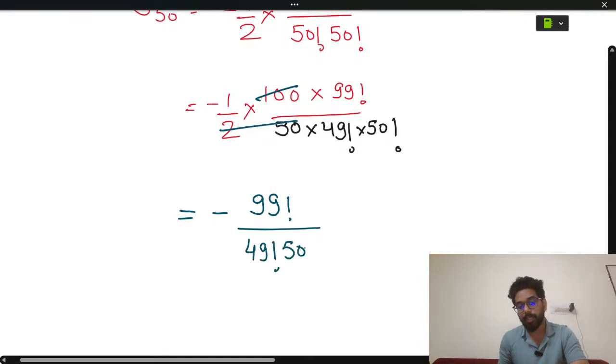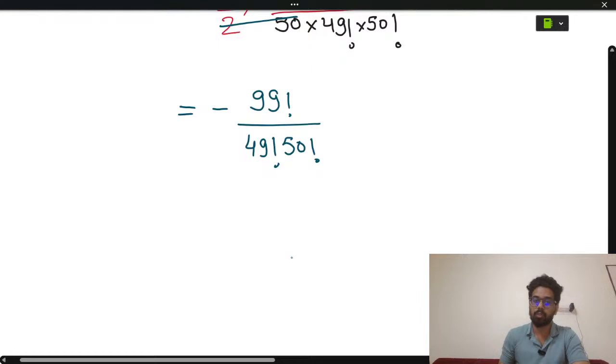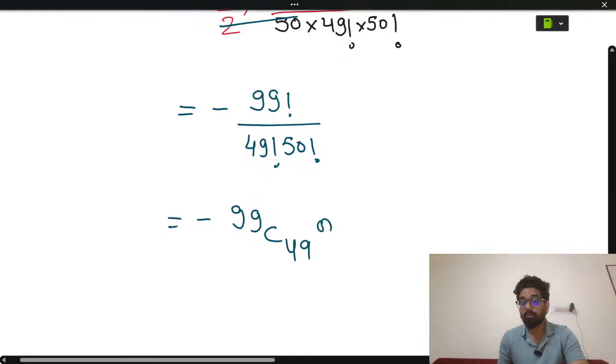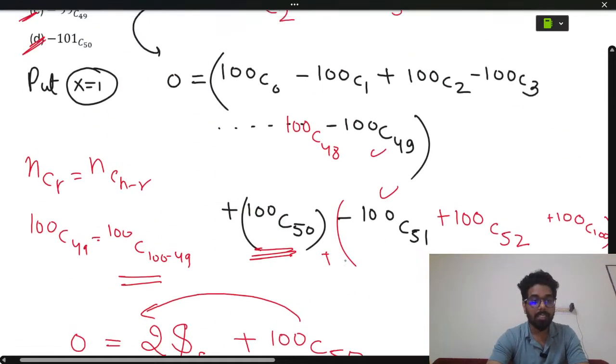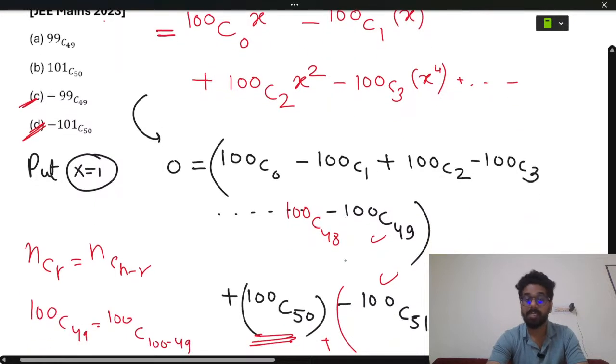Now this should be converted to NCR form. So this is minus 99C49, and the options are giving you a hint, or minus 99C50; both are the same. NCR is equal to NC(N minus R), you can cross verify. So the answer for this question is option number C.